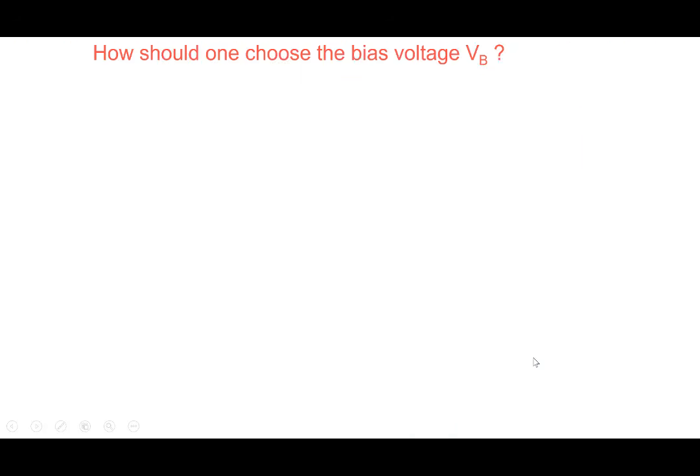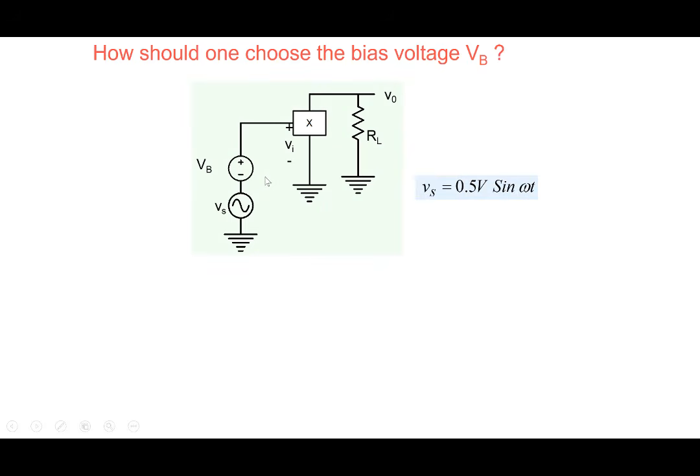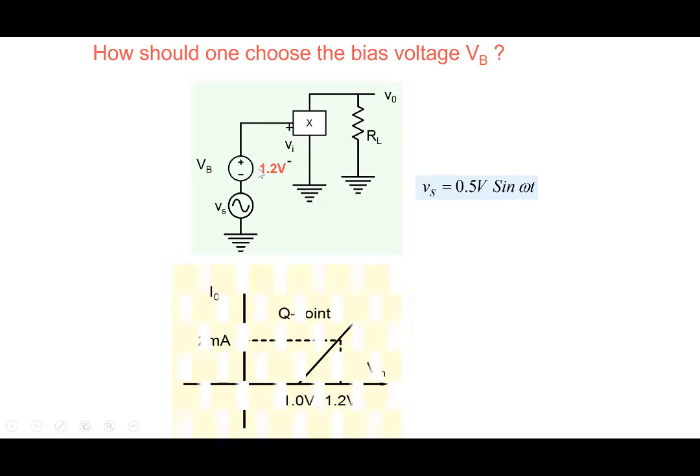Okay, let's look at two cases here. We have a signal Vs is 0.5 sin omega t. Suppose we apply a bias voltage of 1.2. Note that our threshold point is 1 and we apply a bias voltage of 1.2. So we are in this particular region here. But in addition to Vb, we have this Vs here. So let's see what happens.